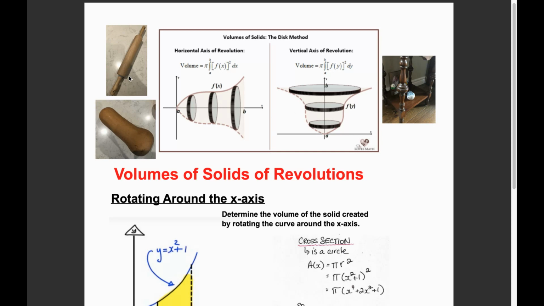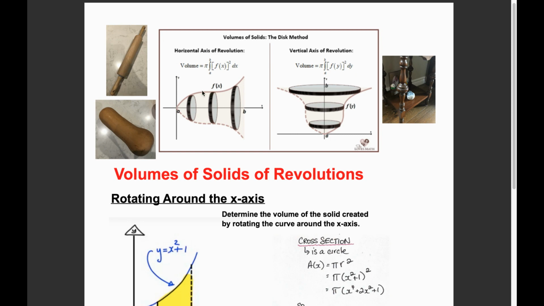I also think of my rolling pin here. So the middle of the rolling pin is pretty much a cylinder, so I could probably use some grade 9 methods to calculate the cylinder. But the handles have a little bit of a curve to them. So if I wanted to find the overall volume of wood that was used to create this rolling pin, I'd probably want to be a little bit more creative in how I find the handles.